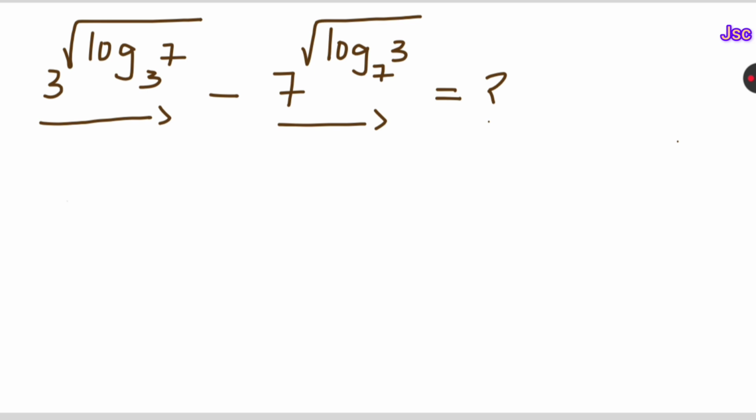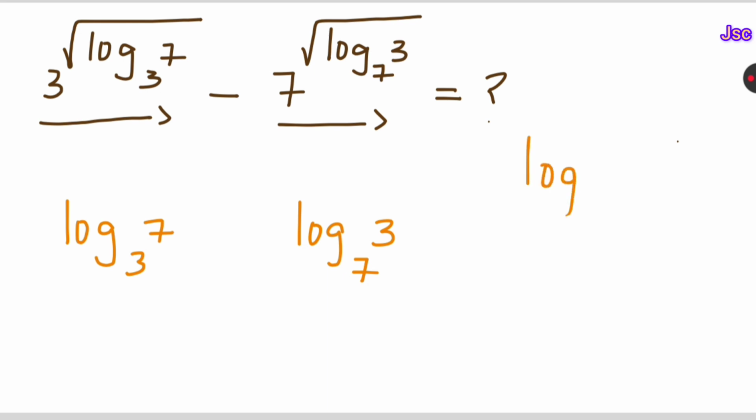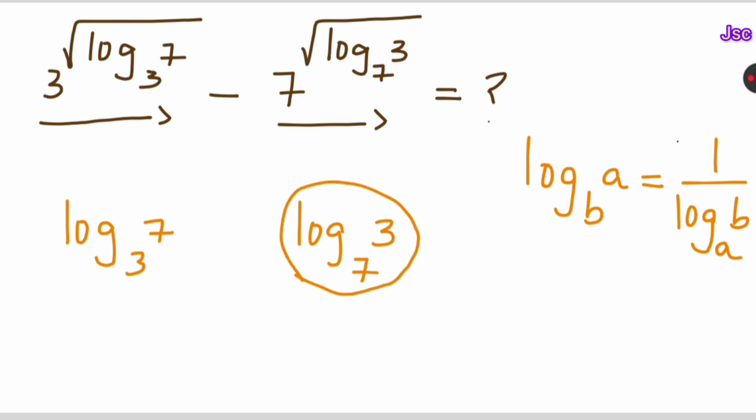In the first term's exponent we have log 7 with base 3. In the second term's exponent we have log 3 with base 7. These two are reverses of each other. So I'm going to use one of the logarithm properties: if you have log a with base b, we can write this as the reciprocal of its reverse, that is 1 over log b with base a. Similarly, this log 3 with base 7, I'm going to convert into the form 1 over log 7 with base 3.